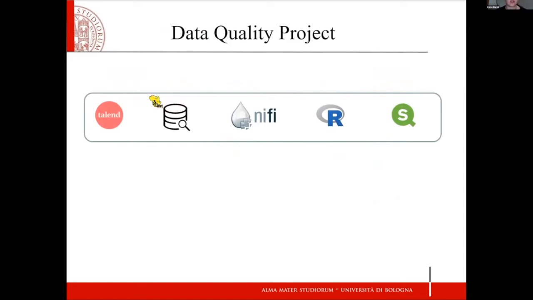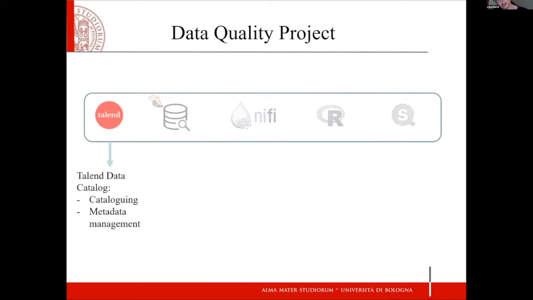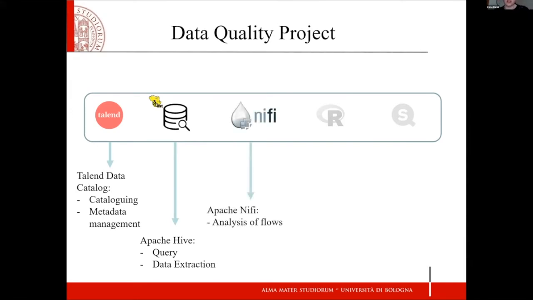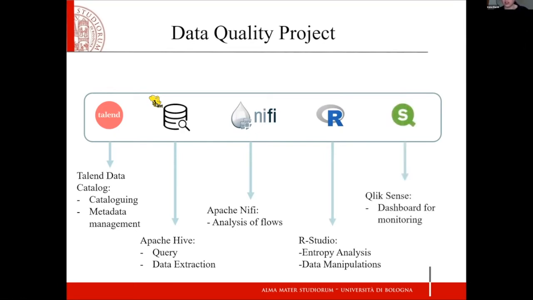In particular, the project involved the use of 5 instruments: the Talend Data Catalog for the activity of cataloging and metadata management, Apache Hive, which is the data lake itself, on which we did queries and data extraction, Apache NiFi for the analysis of flows, and then RStudio for the entropy analysis and the data manipulations. And then at the end, Qlik Sense for creating a dashboard for monitoring the data quality.